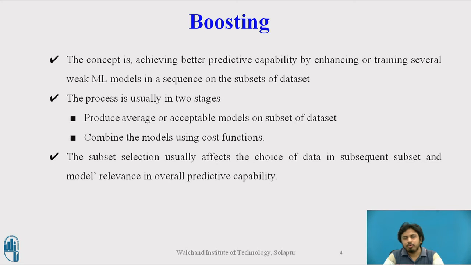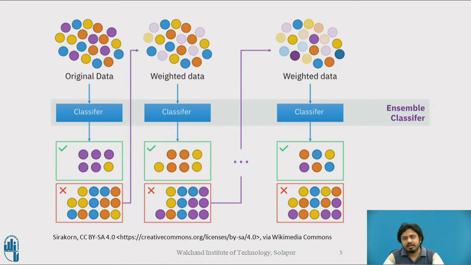It is very important to note that in boosting, the subset selection usually affects the choice of data in the subsequent subset and the model's relevance in overall predictive capability. A good example of boosting is the AdaBoost algorithm, which is based on the boosting approach. In a diagram, we have an original data set, we have a sample generated, then we have some misclassification or validation, and this decides the next sample. Then we have another classifier built, and this classifier is weighted, so that in the end these classifiers are combined based on their weights.